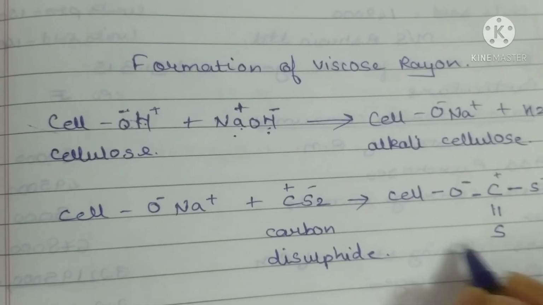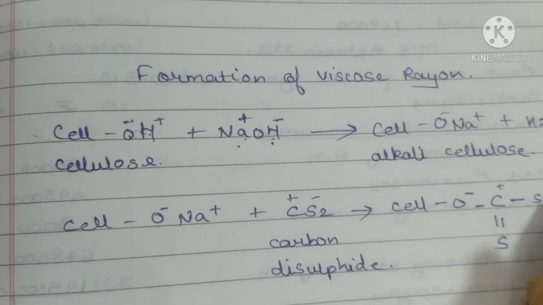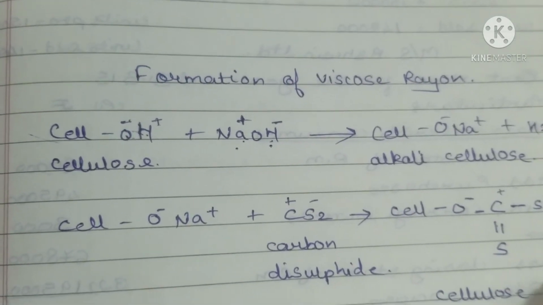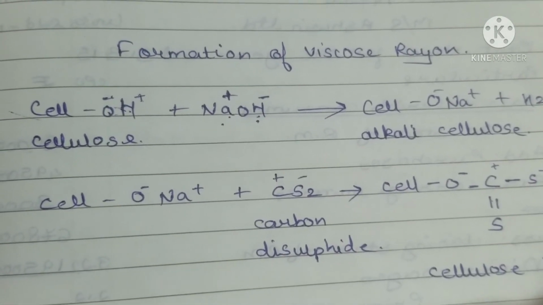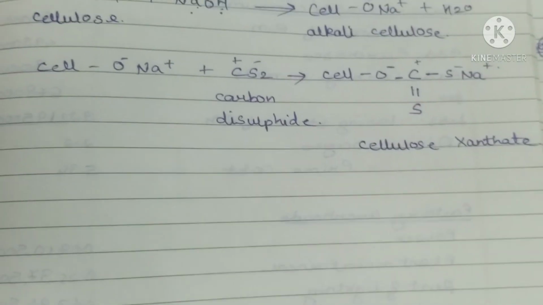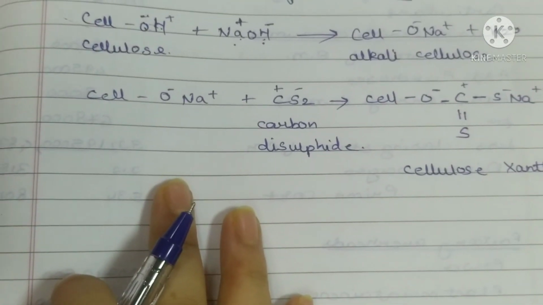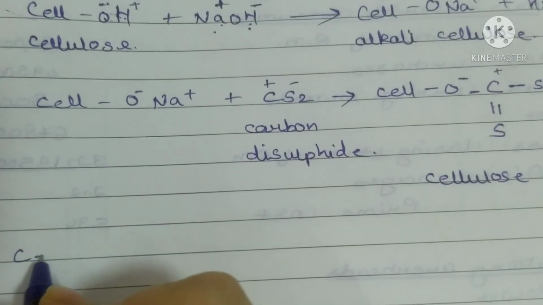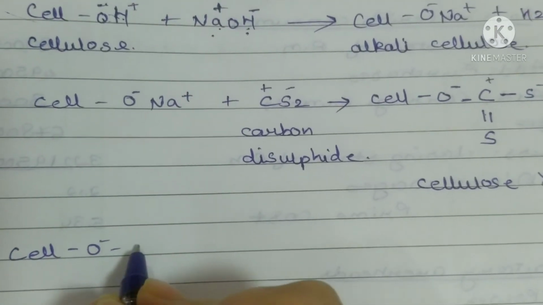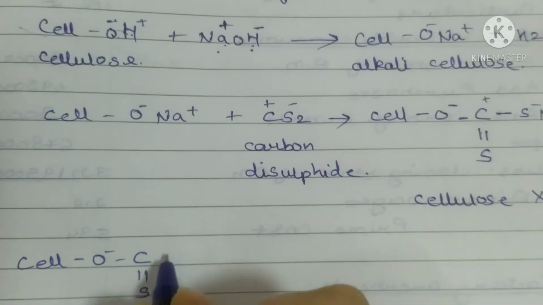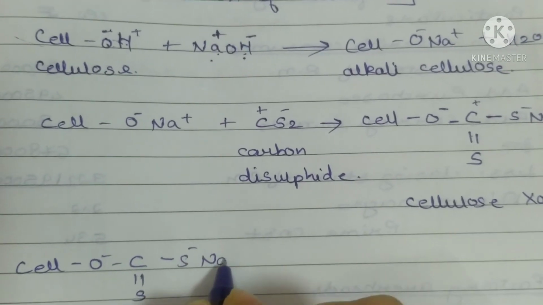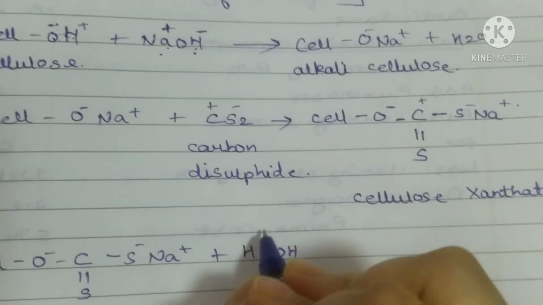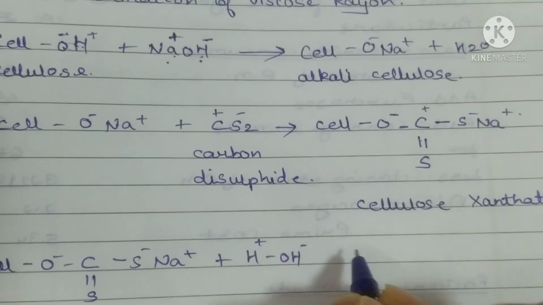And this product which is formed here, that is cell O minus CS, S minus Na plus, is called cellulose xanthate. So now you are going to take this cellulose xanthate and treat it with water. So cell O minus CS, S minus Na plus, and water. I am writing it as H and OH so that you understand the plus minus sign. H will be plus and OH is a minus group.